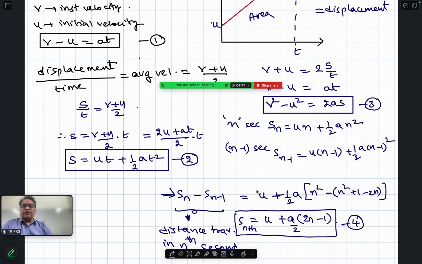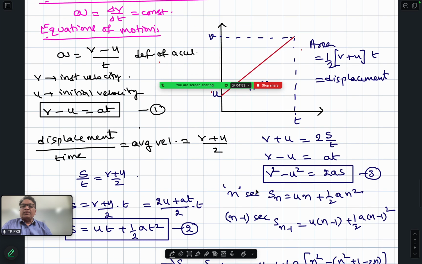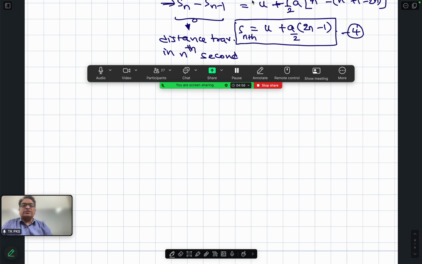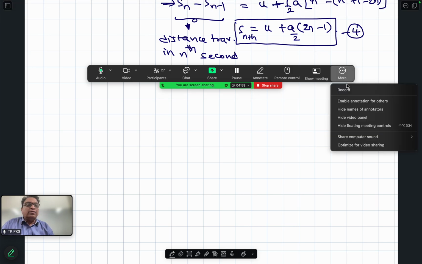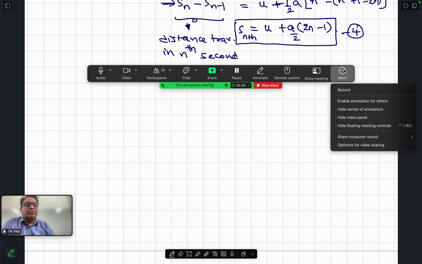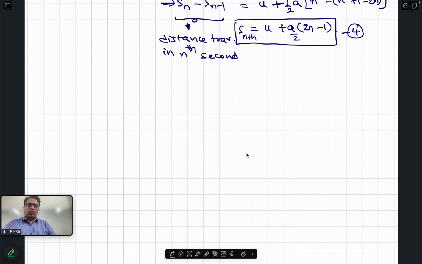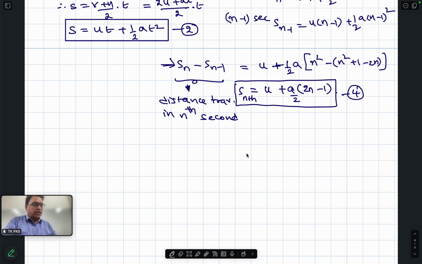Now you can see here, this is what I have done in my previous class. All these are equations of motion. I told you very clearly, these equations of motion are strictly applicable only under one condition. What is that? These are applicable only when acceleration is uniform. Right.